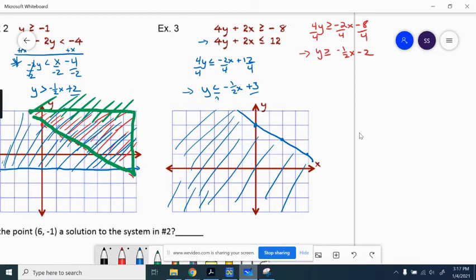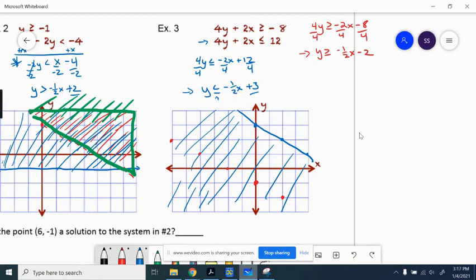So for this one, I'm going to start with the y-intercept of -2, and my slope is -1/2. So I'm going to go up 1 over 2, up 1, back 2, up 1, back 2. I can also go in the other direction, right? I can go down 1 over 2, and that's on the same line.